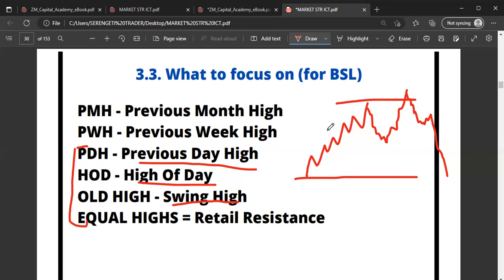Or equal highs. Equal highs are also buy stop liquidity. When you see the market creating equal highs, you actually expect to see the market taking them out and continuing going down.